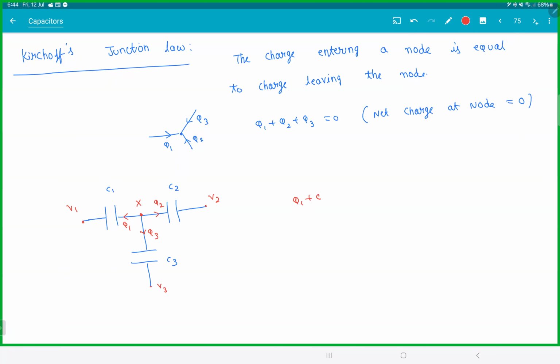So from junction law, we know Q1 plus Q2 plus Q3 should be 0. But what is the charge? Charge is nothing but capacitance C1 into potential difference, which is X minus V1. What is Q2? Q is CV, right? We are using the formula Q is equal to CV. C2 into potential X minus V2. Q3 would be C3 into X minus V3, equal to 0. Solve, you get the value of X and you're done. This is the primary way to do it. Clear?